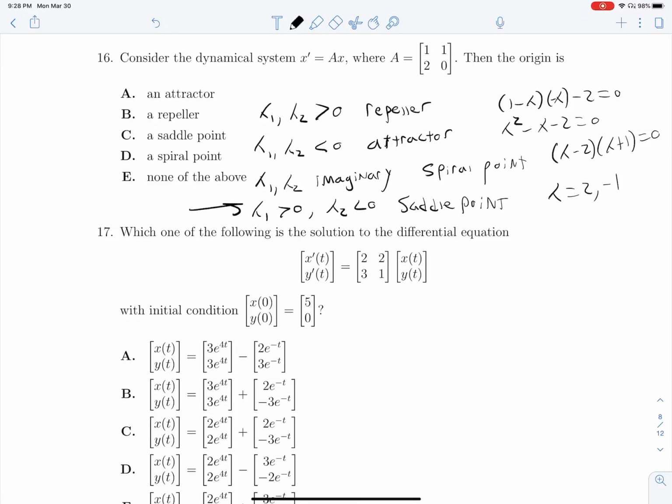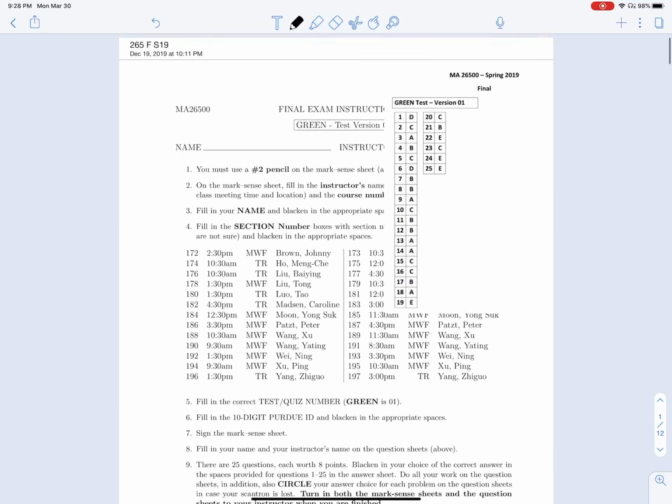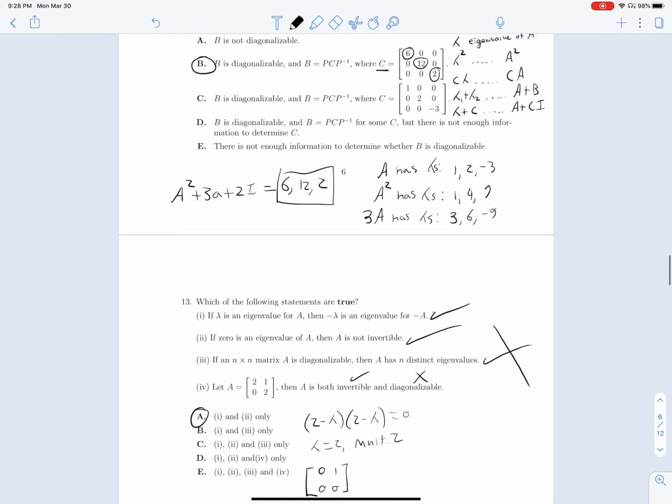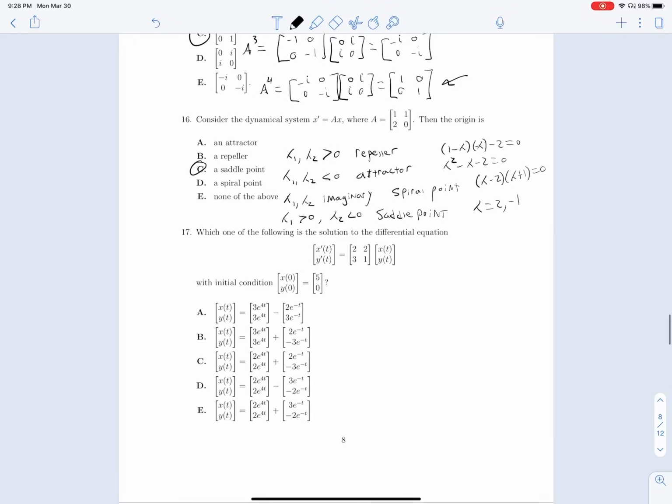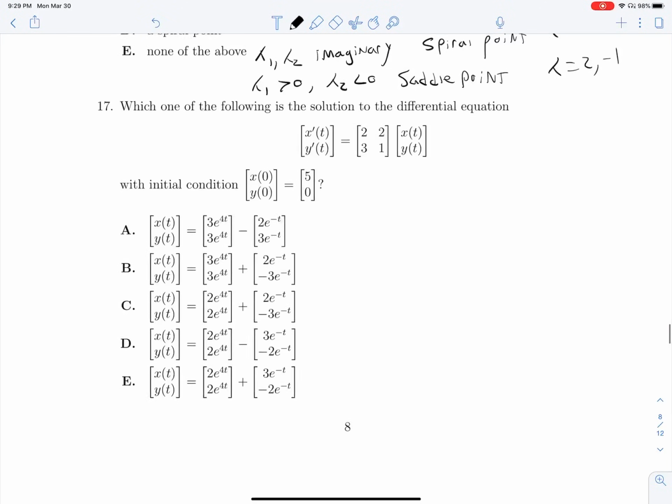And we see that because one of them is positive and one of them is negative, we will have a saddle point. So C is our answer for 15. And by 15, I meant 16, but it was also C for 16.